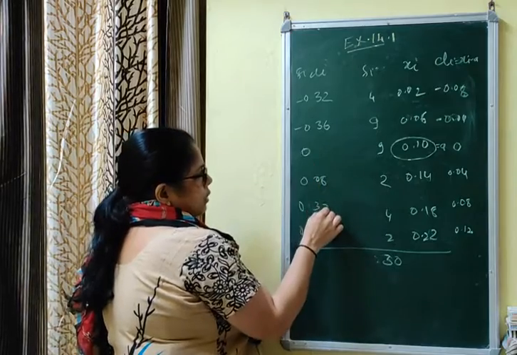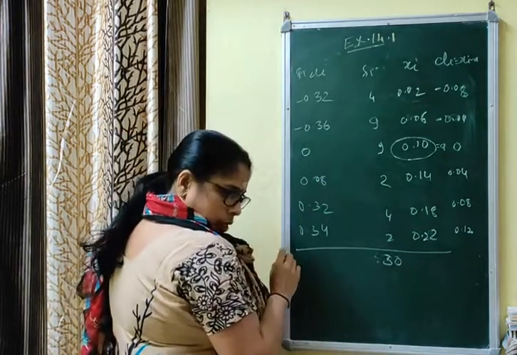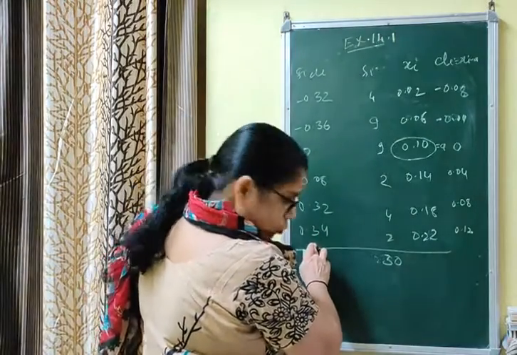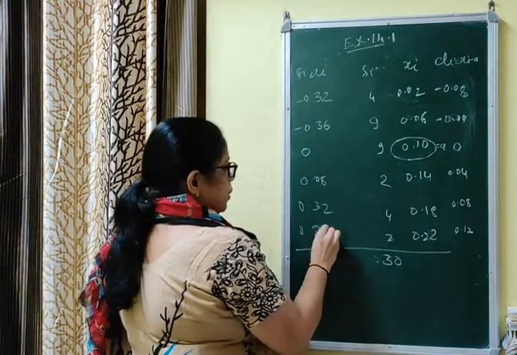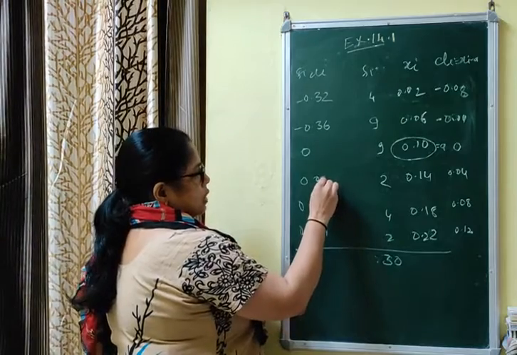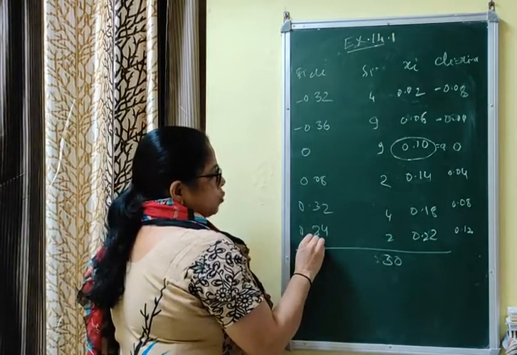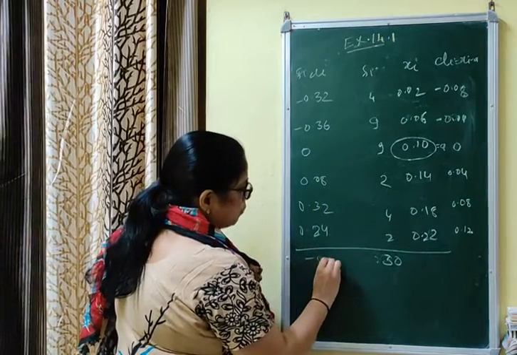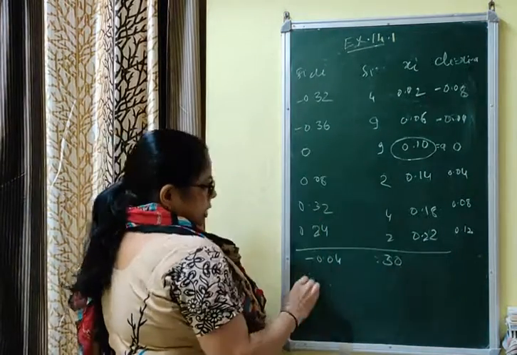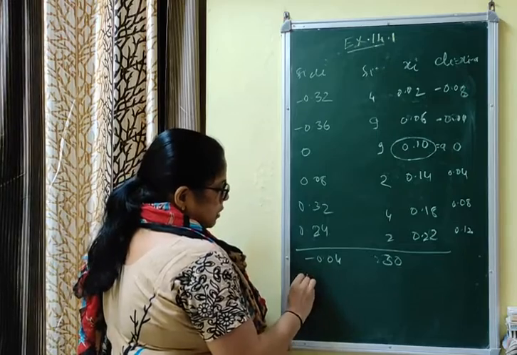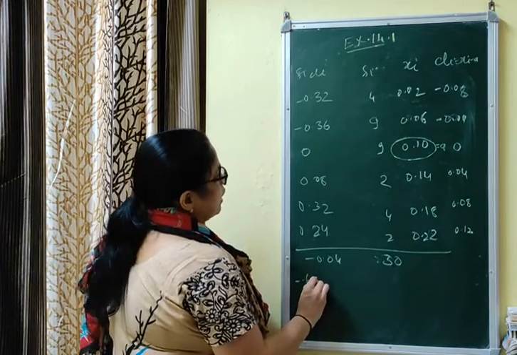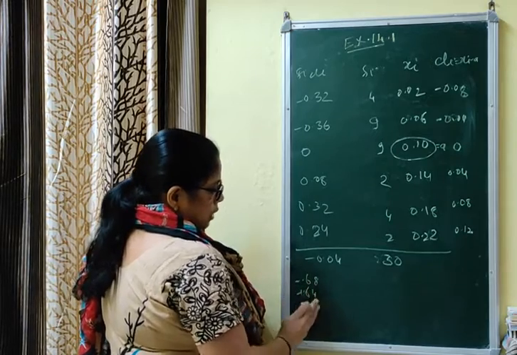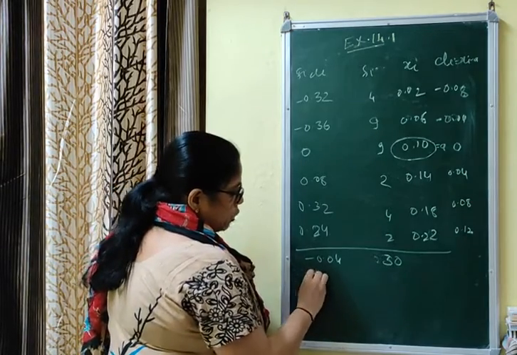6.68. Here 32, 40. Let me check once more. 0.08, 0.32, 0.24. 12 2s are 24. That is 6 plus 8, 24. 1 plus 2, 3. 3 plus 3, 6. Then you will get minus 0.04. Look, this is minus 0.68. This is 40 plus 0.64. That is minus 0.04. Then what is the formula of x bar?